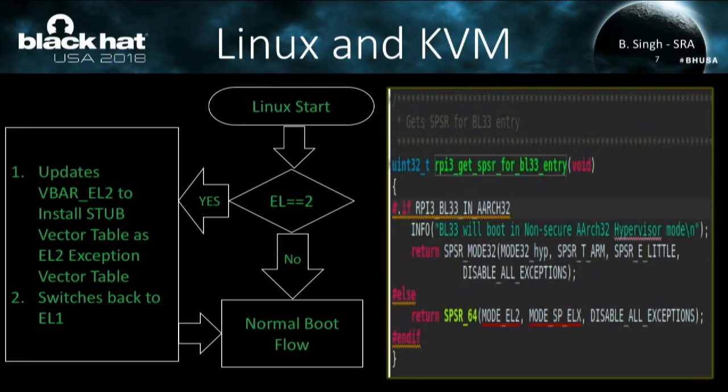And it is a very common practice to start Linux in EL2 if the processor supports that mode. As you can see, this code has been taken from the ARM Trusted Firmware repo, and this is for the Raspberry Pi device. As you can see, the control is transferred into EL2 for these devices, because they support that mode. And the chances are high that Linux will start in EL2, and so the stub vector table will be installed and KVM will be enabled.